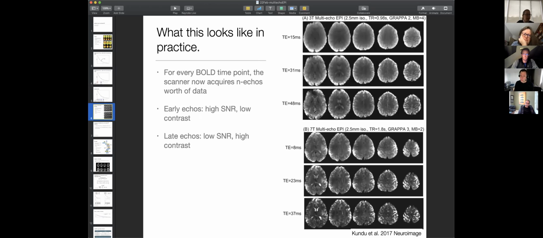Late echoes in contrast, so echo times that come after your optimal BOLD echo time, will be the reverse. They'll have low signal to noise ratio, but high contrast. So this is what you gain by doing early echoes and then also what you gain by doing late echoes.